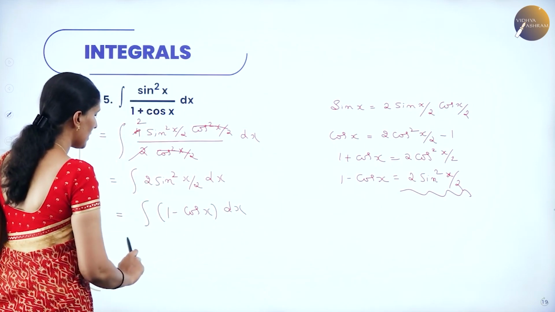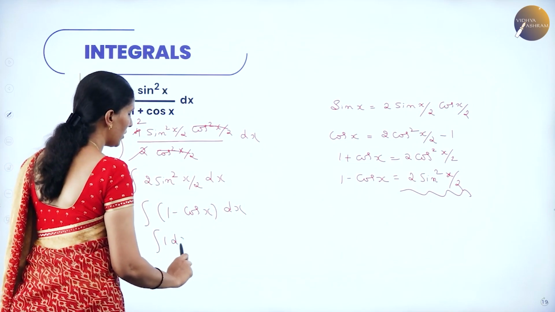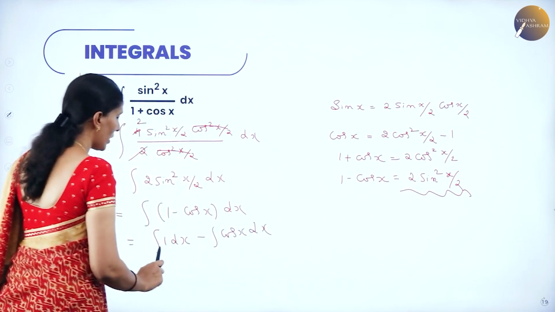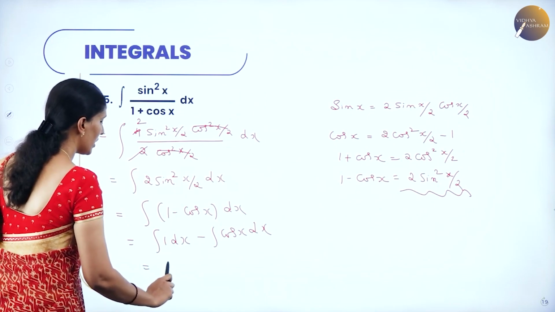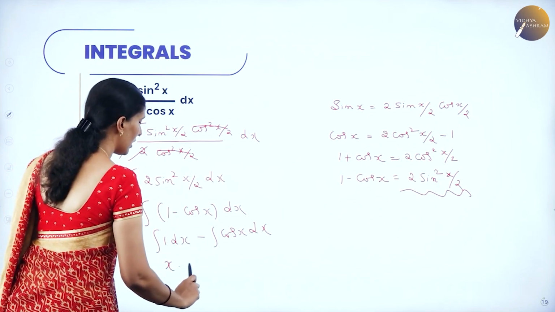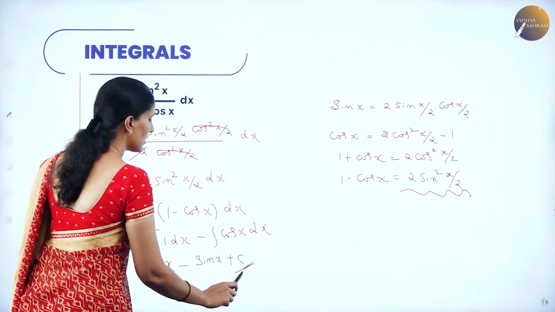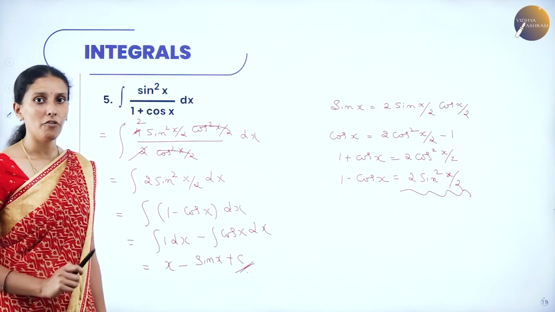Now integrate it separately. Integration of 1 into dx minus integration of cos x into dx. So integration of constant with respect to dx is x, and here integration of cos x is sin x plus c. So this is the integral value of the given function.